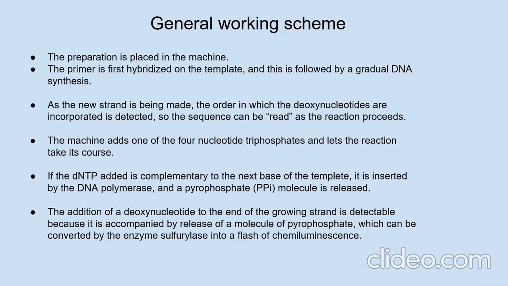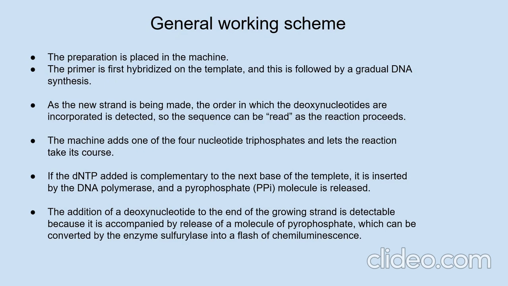Now, moving ahead, the preparation is placed in the machine. The primer is first hybridized on the template, and this is followed by gradual DNA synthesis. As a new strand is being made, the order in which the deoxynucleotides are incorporated is detected, so the sequence can be read as the reaction proceeds. The machine adds one of the four nucleotide triphosphates and lets the reaction take its course. If the dNTP added is complementary to the next base of the template, it is inserted by the DNA polymerase and a pyrophosphate, that is PPi, molecule is released.